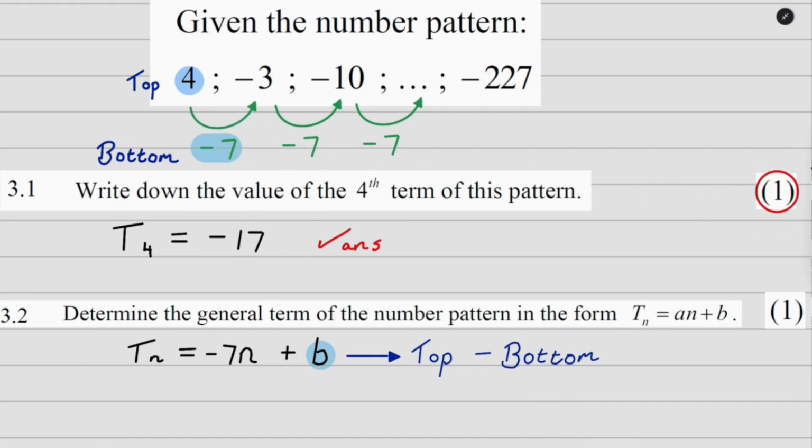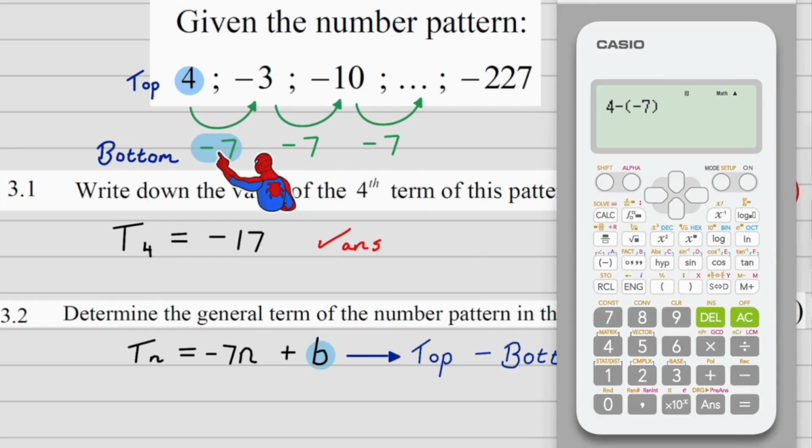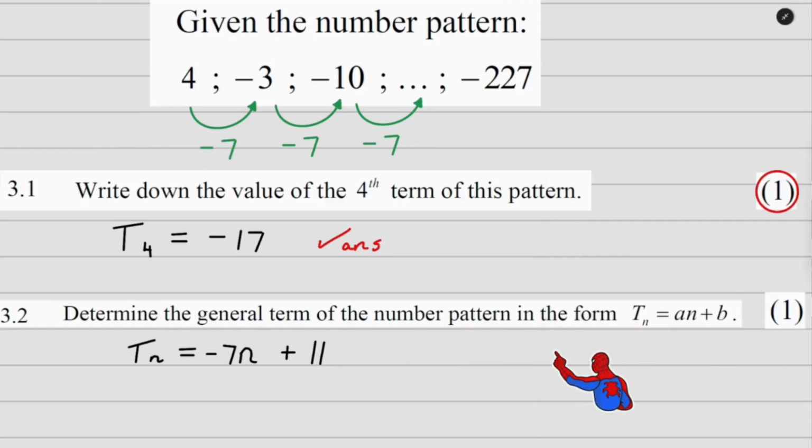And you must just be careful. You must wrap the bottom number in a set of brackets. So top 4 minus the bottom negative 7. That equals 11, and then we're done. That's your general term. And you just get 1 mark there. And just bear in mind that this only works for arithmetic patterns, so if you have the same constant difference every single time.